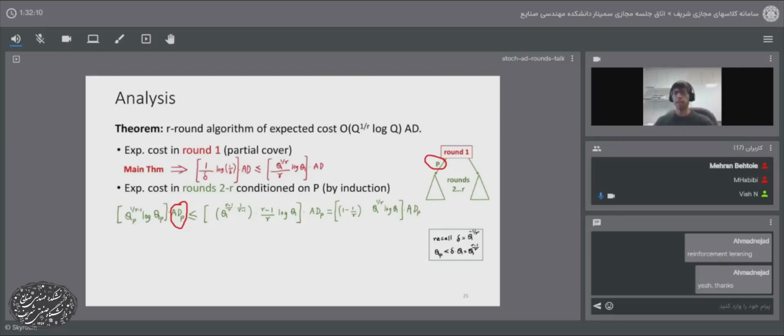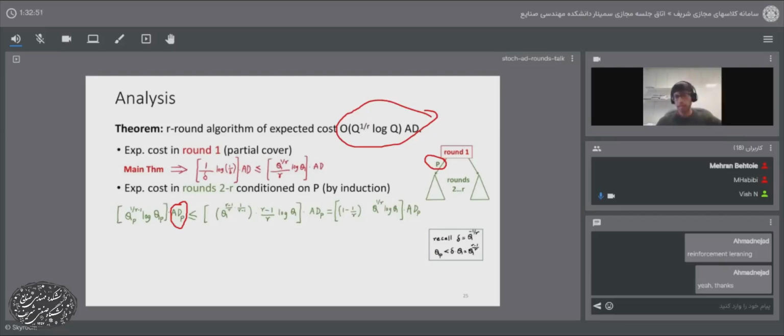So just by applying induction, we can say that the cost for the R minus one round algorithm, so we are just applying this inductively using R minus one rounds instead of R. And that's why we can use induction, right? It's a smaller number of rounds. And the target value of the function is Q sub P. That's the target value of the residual function, not the original function. So if you just use this inductively, we get Q sub P raised to 1 over R minus 1 times log Q sub P. So that's the approximation that we get by induction.